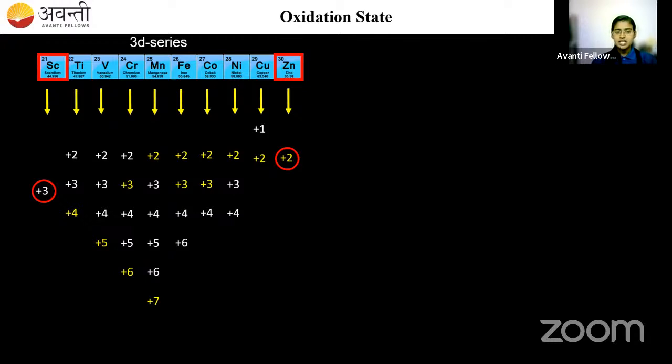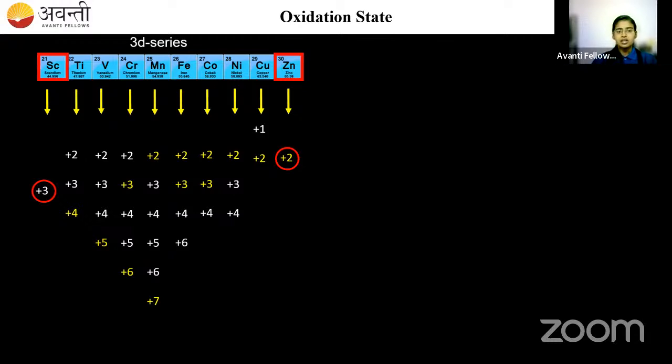You can see some of the oxidation numbers in yellow color and some in white color. The yellow color oxidation states are the most common oxidation states. The remaining white color oxidation numbers are also oxidation states of that particular element, but they are unstable oxidation states. The element can exist in that state, but it is not stable and cannot exist in it for a long time.